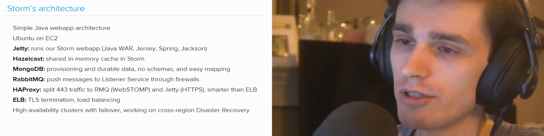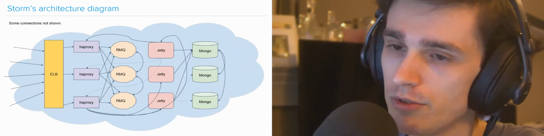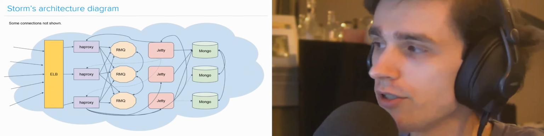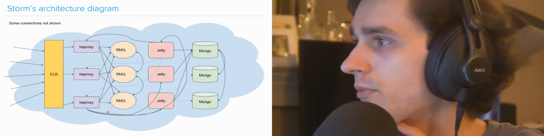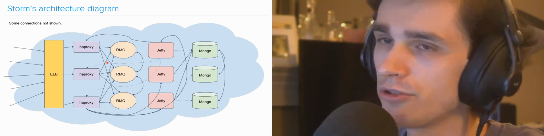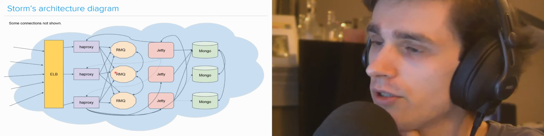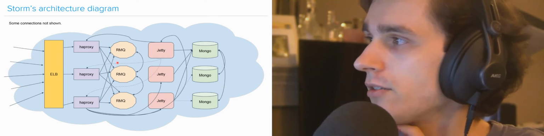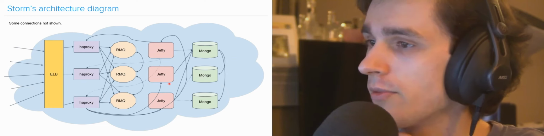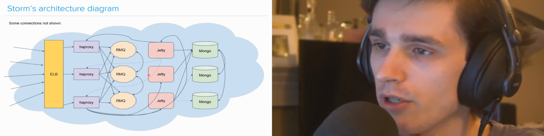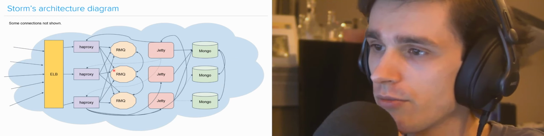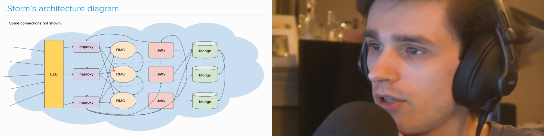Visually, the Storm architecture looks like this. Traffic comes in from the left and goes to the right. So ELB, HAProxy, and this all gets distributed among, like, round-robining to RabbitMQ nodes. There's some special logic to help even out the load, in fact. And Jetty and Mongo are behind that, and they all talk to each other and are aware of each other. RMQ traffic always goes through HAProxies to balance properly. So this is what's in EC2.